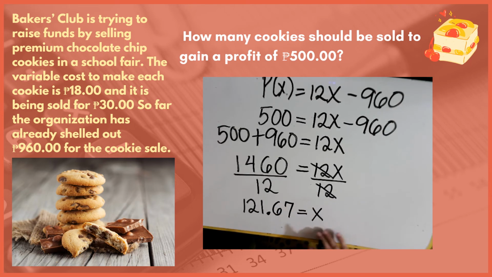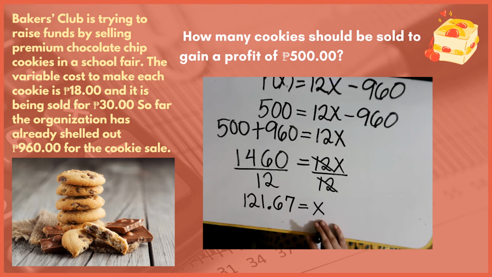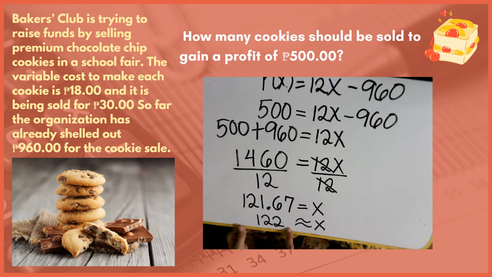Pero, syempre, we are talking about number of cookies here. No? Hindi naman pwedeng hatiin yung cookies. So, we can count this as 122. Dahil, ang decimal niya ay 0.67. So, hindi naman, pag 121 lang, kulang. So, syempre, whole number tayo dahil bilang ng cookies ang pinag-uusapan. So, the answer is 122. Ayan. So, pag nakabenta tayo ng 122 cookies, doon tayo kikita ng 500 pesos.